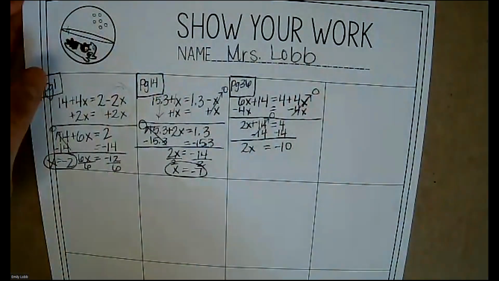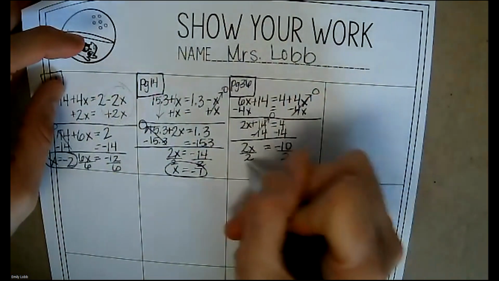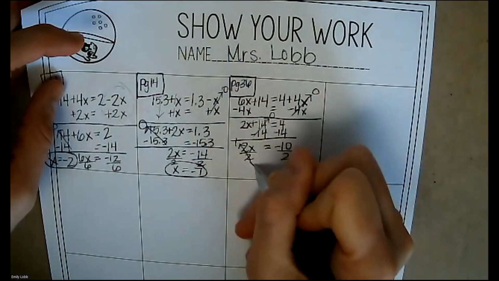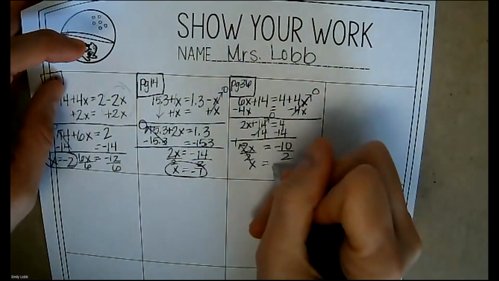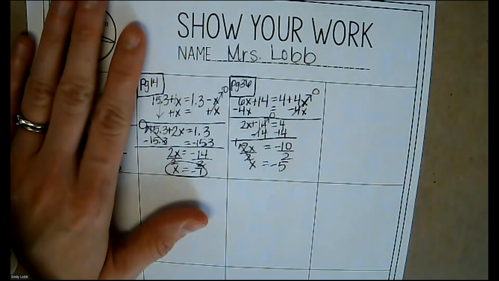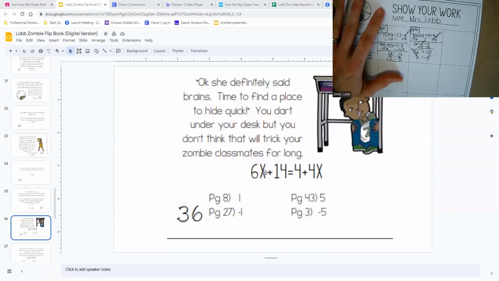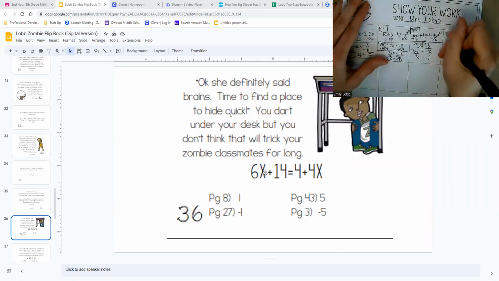How do I get x by itself? Divide by 2, because 2 divided by 2 is 1. 1x, good. Negative 10 divided by 2 is negative 5. What page does that take us to? Back to page 3. Don't spoil it for us.